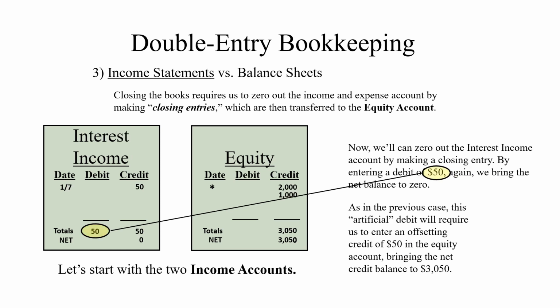Now we'll zero out the interest income account by making a closing entry. By entering a debit of $50, again, we bring the net balance to zero. As in the previous case, this artificial debit will require us to enter an offsetting credit of $50 in the equity account, now bringing the net credit balance to $3,050.